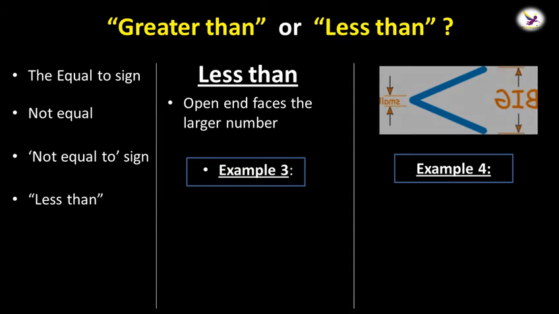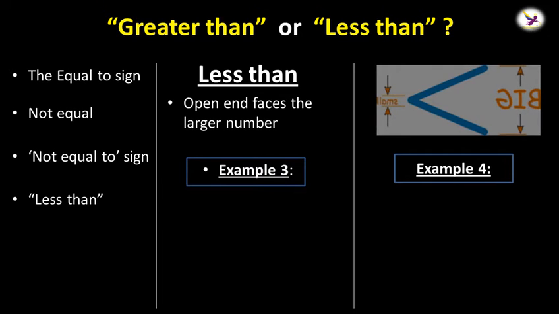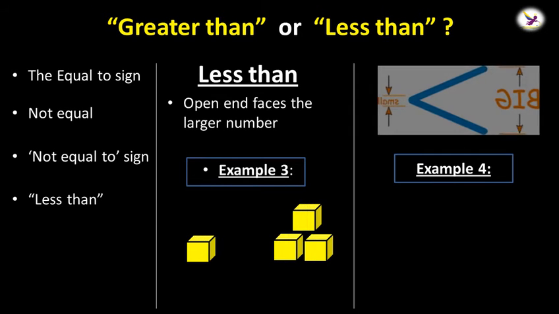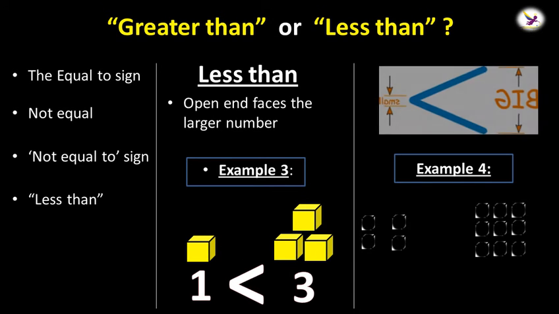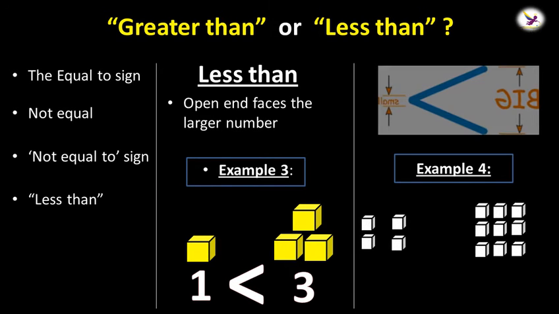Equally, less than can be used to compare. With less than, the sign is the left hand on the waist facing the board. Let's take an example. We have 1 cube on the left and 3 on the right. We see that 1 is actually less than 3. So we write 1 is less than 3.